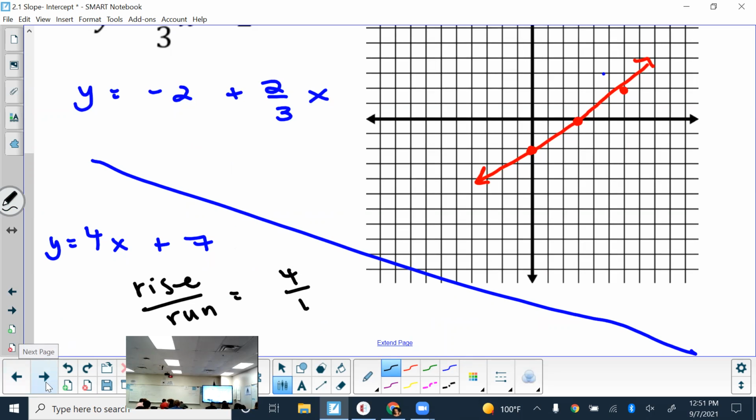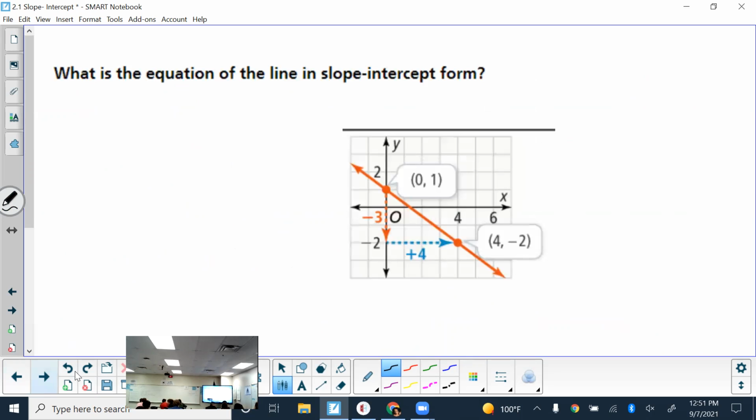All right, next one. On the back side of your notes, find this problem. We're on the back side now. We did a lot of graphing, so you should be able to do all the ones on your practice tonight for graphing.